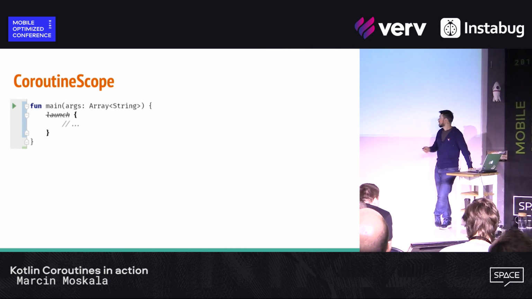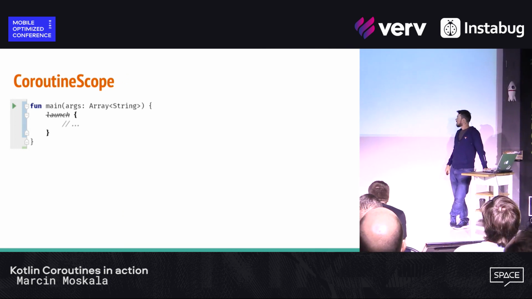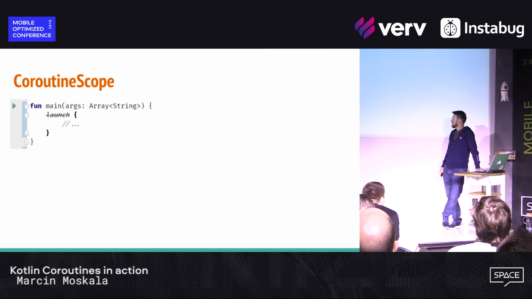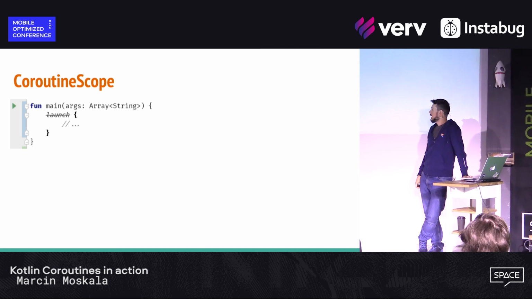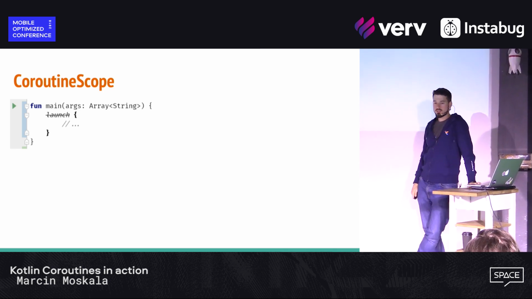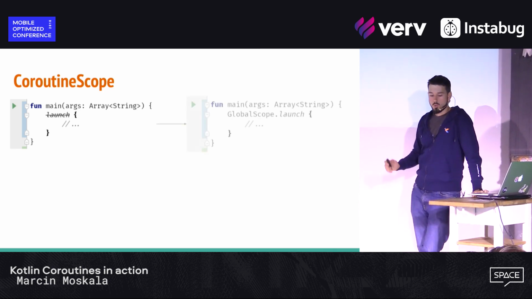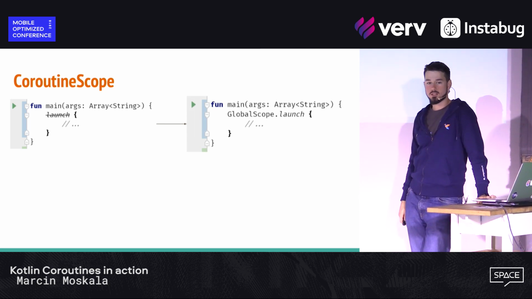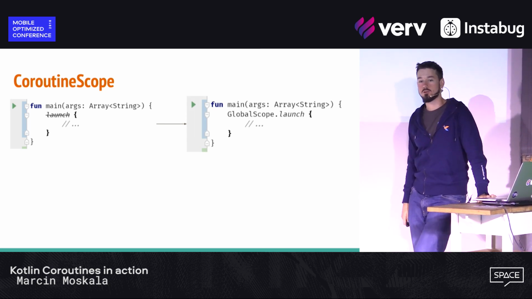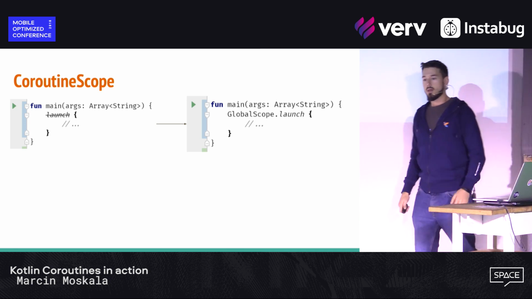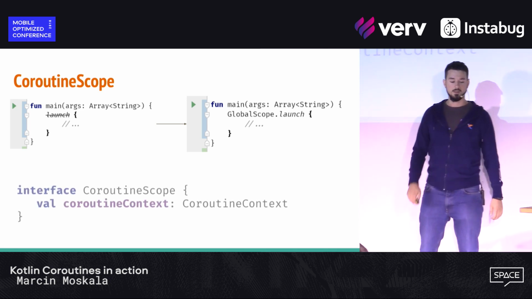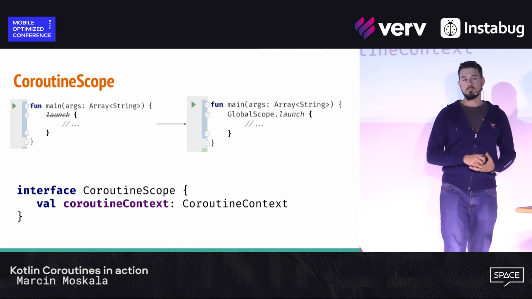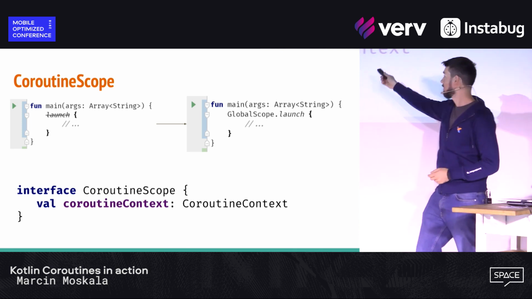When you saw the launch function before, it was kind of a lie, because right now the launch function is not used anymore as standalone. It's deprecated, and instead of the pure launch function, we should use the launch function that is an extension function to CoroutineScope. What is this coroutine scope? Coroutine scope is an interface with just a single property that is the coroutine context.